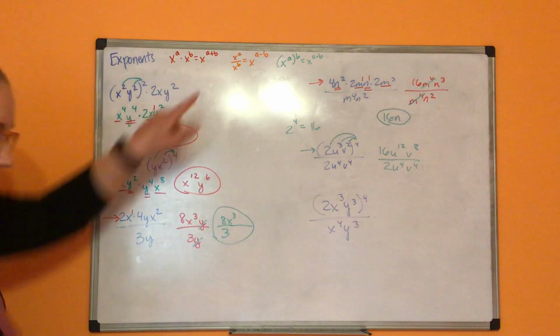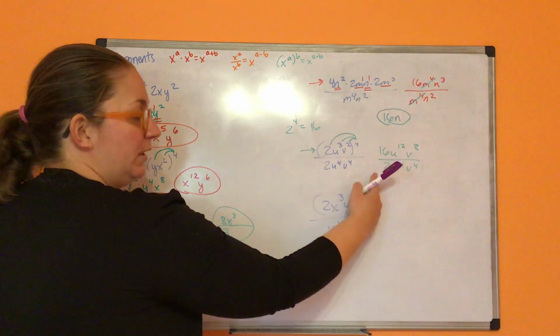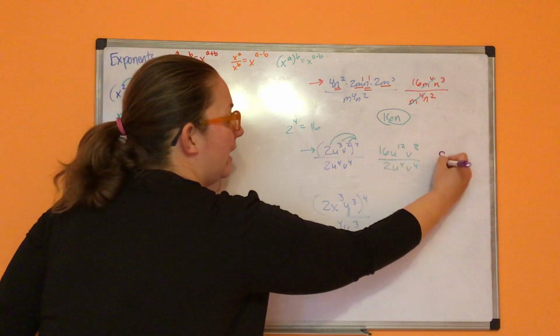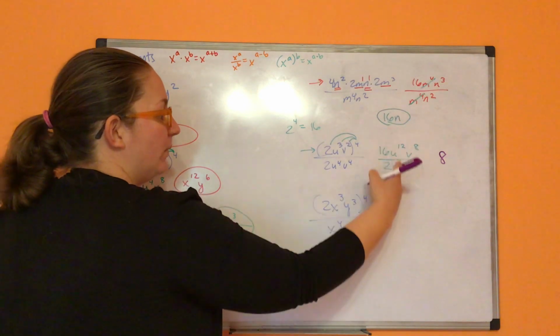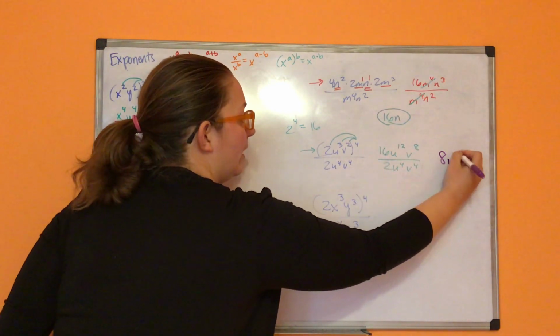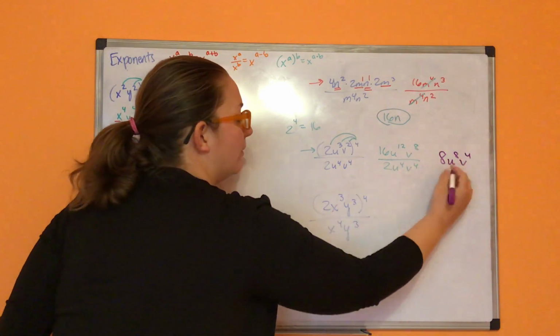Now I'm going to use that quotient rule. I am going to do division here. 16 divided by 2 is 8. And then subtract exponents. U to the 12 minus 4 gives me u to the 8. V to the 8 minus 4 gives me v to the 4.